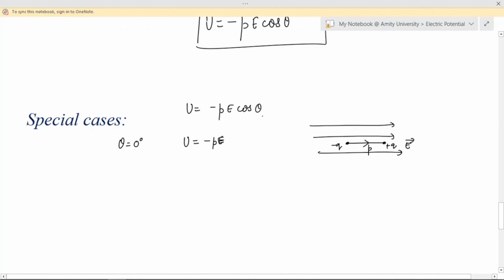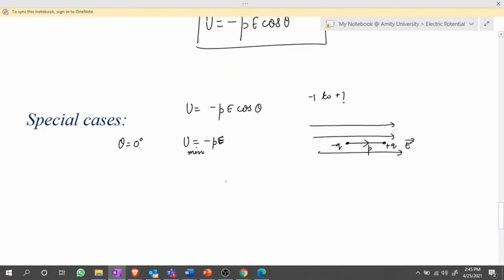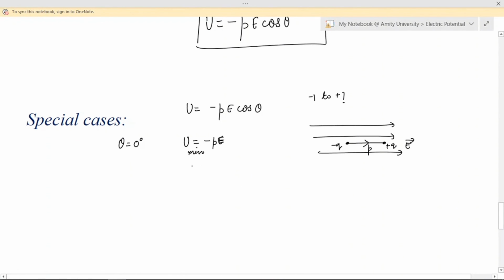And mathematically also, if we compare, we can say that this has to be the minimum value, because the value of cos theta ranges from -1 to +1, isn't it? So obviously the minimum value can be minus PE. So we can mention it to be as minimum. So the minimum potential energy is acquired at the position of stable equilibrium.